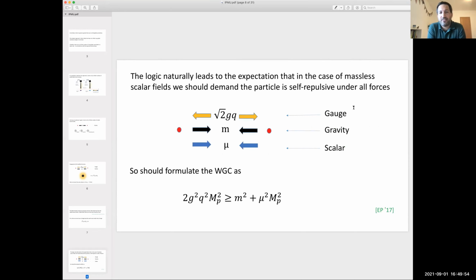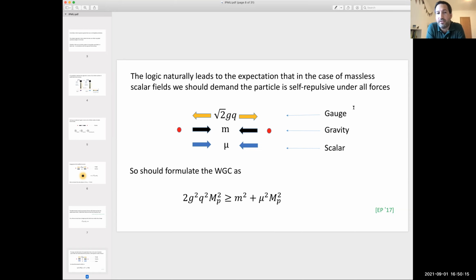Thank you. Okay, so then you can now take this logic and run with it and apply it in different situations. So one situation you might consider is, well, so far we just considered the case when there's a U(1) gauge theory and gravity. What happens if the theory also has massless scalar fields?